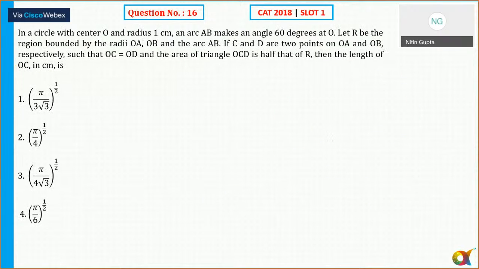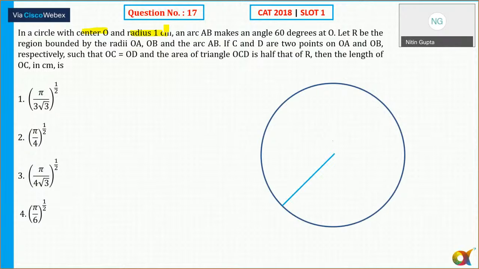Question 17. In a circle with center O and radius 1 centimeter. So there is a circle with center O and the radius is 1 centimeter. So the radius is 1 and 1. An arc AB makes an angle of 60 degree at O. Let R be the region bounded by the radii OA, OB and the arc AB. So that is a sector. So the region R is nothing but sector OAB.